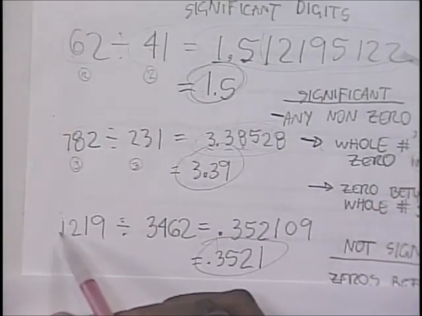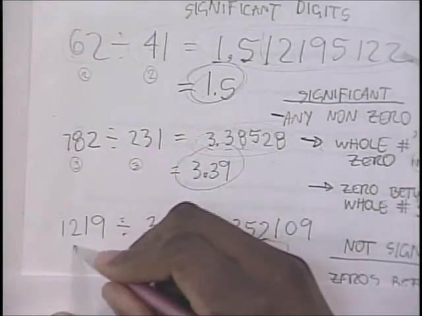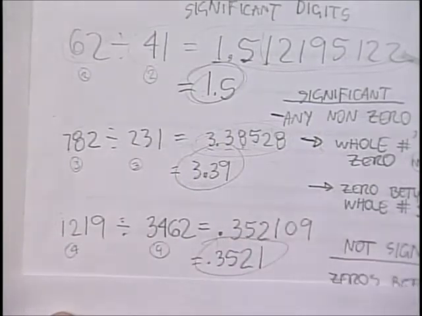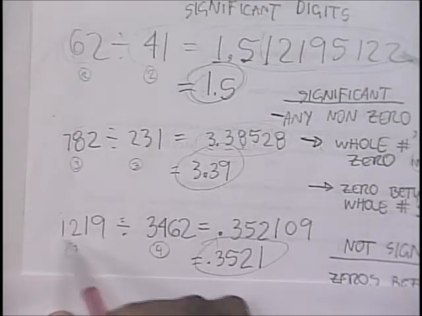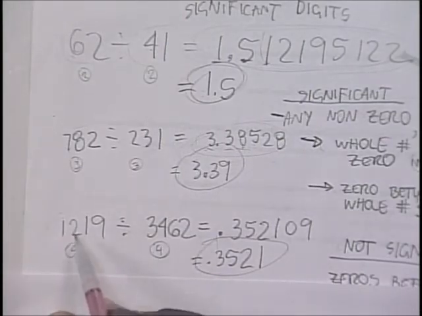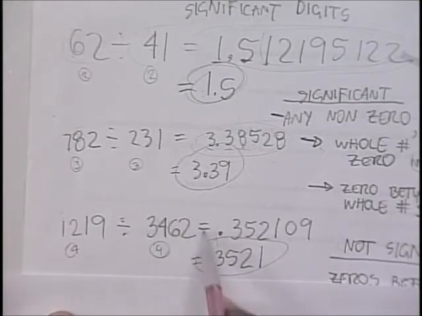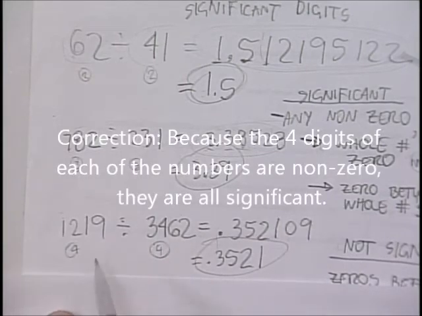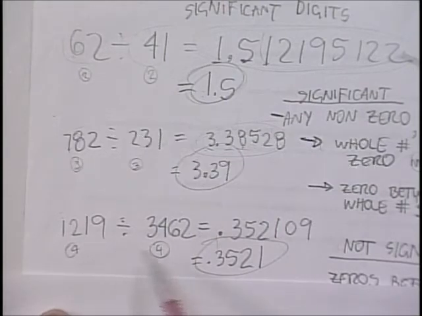All right, so look what you have here. You have 4 significant digits here, and you have 4 significant digits there. Again, any non-zero number is considered significant. There are no zeros here and no zeros here. Each one of these digits in this number is significant, because these are all non-zeros. So you've got 4 significant digits here, 4 significant digits there. Your final answer should be 4 significant digits.